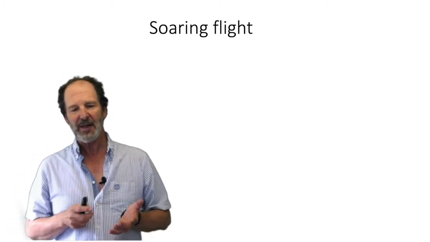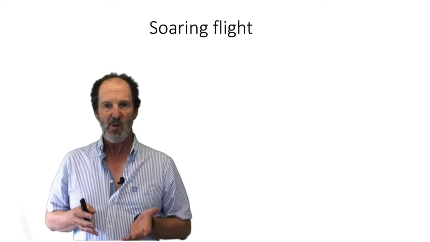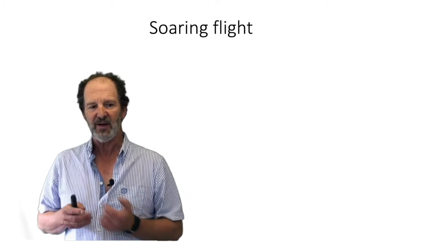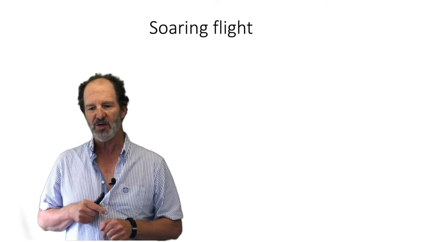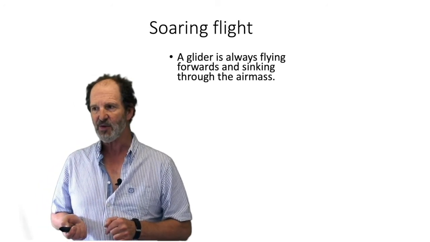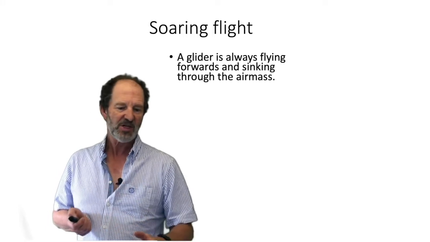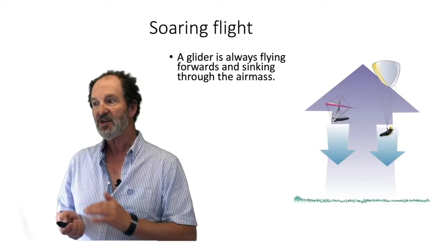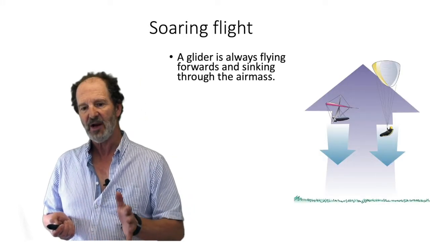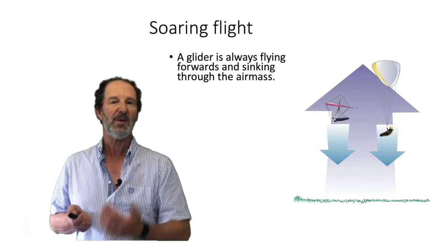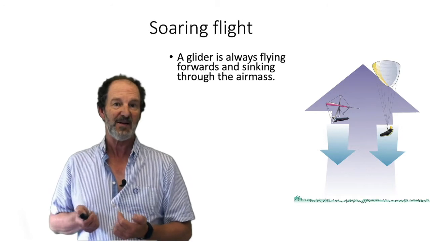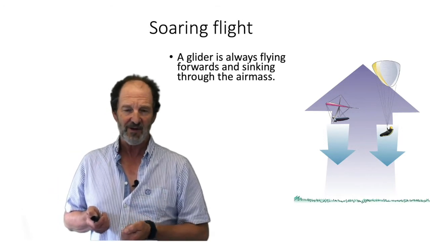So how can we stay up? Well, the answer is very simple. With a glider, unless you put an engine on it, all you can do is find air that is going up faster than you're sinking. So that's the key to soaring flight. Glider's always flying forwards, always flying downwards. So you find an air mass that is going up. So if you're sinking at 300 feet per minute, you've got to find air with a vertical component of 300 feet per minute plus in order for you to stay off the ground. Simple as that.